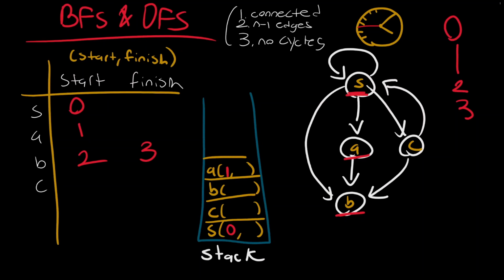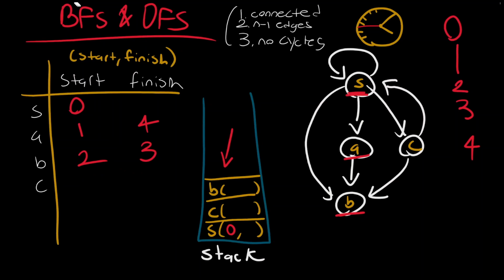Then we're going to increment the timer after we're finished with B. And we're going to look at A, where we're saying, well, we already gave you a start time. I'm going to give you a finish time. You're going to get 4. And I'm going to kick you off the stack. This is our first classification that we're going to get. If you look at B, we already have an entry.